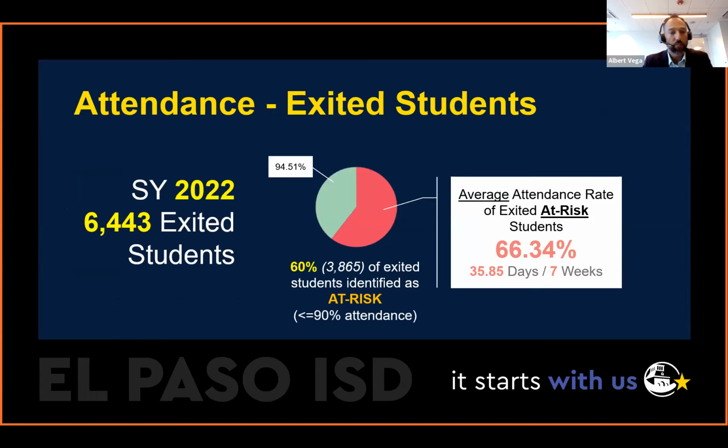Of those 6,400 students that we lost last year, 60% of them were identified as at risk. What we mean by at risk, for attendance, is that they are less than or equal to 90% attendance. Of those 60%, their average attendance rate is 66.34%, or on average, they're missing 35 days of instruction, or 7 whole weeks. On the other side, those that aren't identified as at risk have an average attendance rate of 94%. So you can see there's a huge gap in terms of attendance.